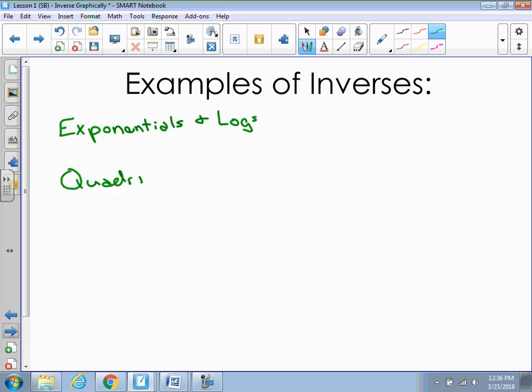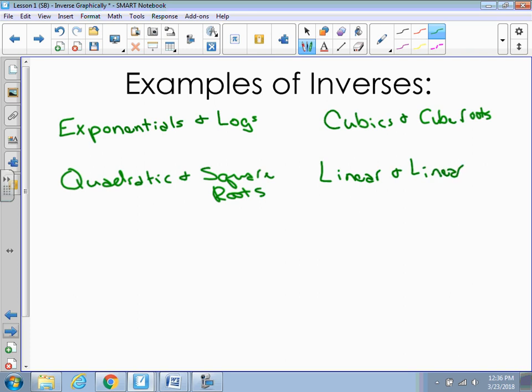Quadratics and square roots are inverses, which makes sense. You undo a quadratic by taking the square root. And cube roots, which we dealt with in higher order, and linear and linear, they're inverses of each other, actually.